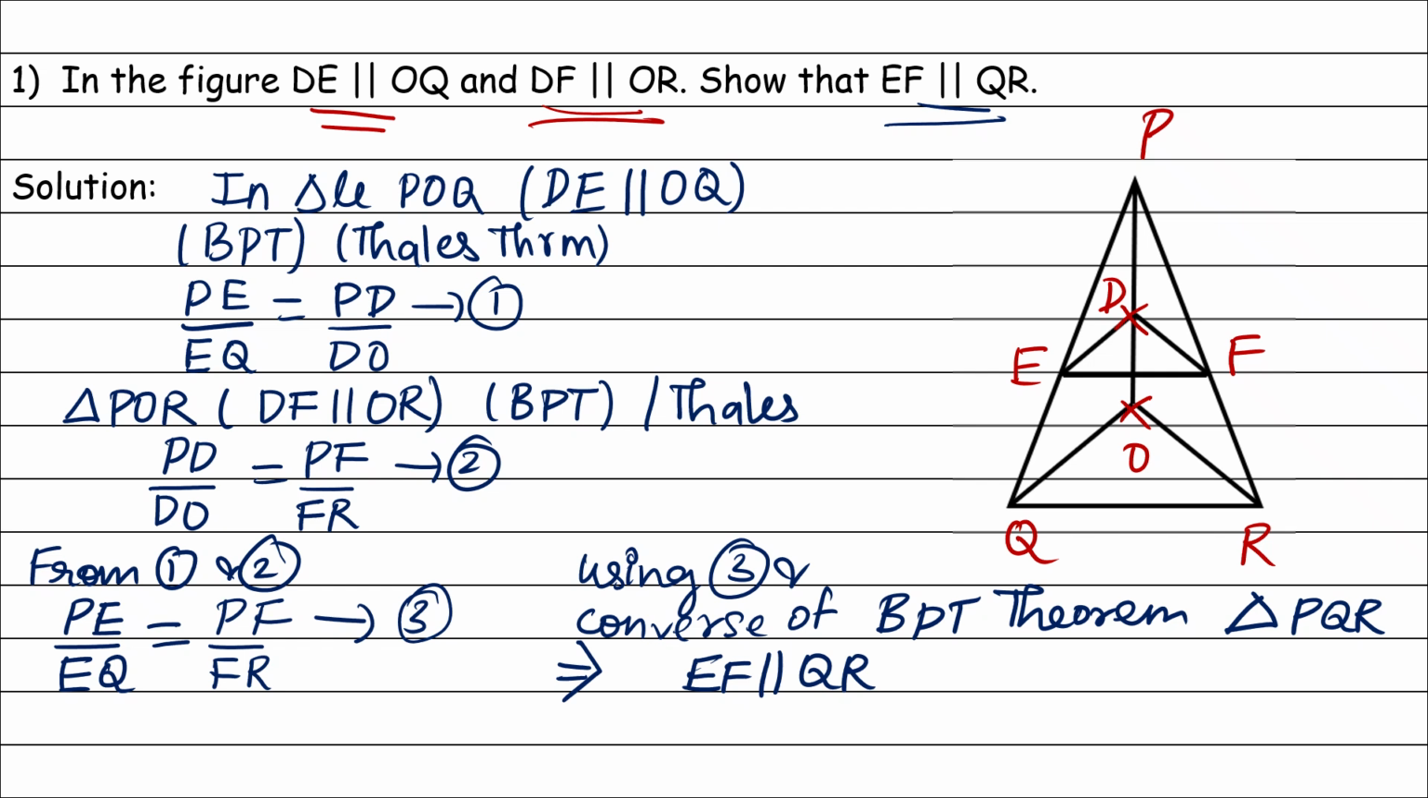So let's just proceed with the next problem. Here we proved EF is parallel to QR. So let's just proceed with the next problem.